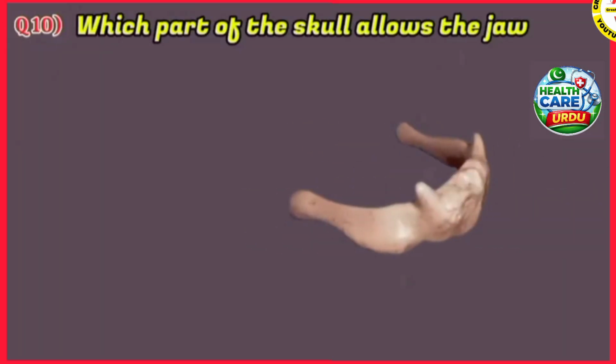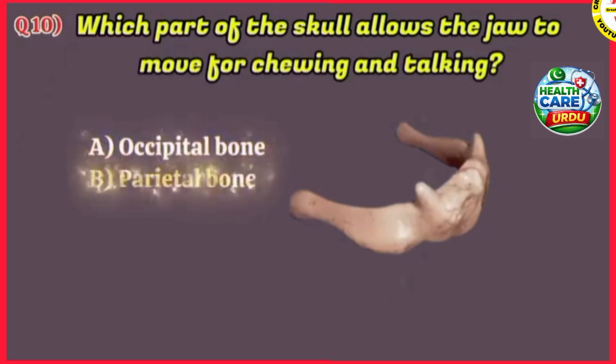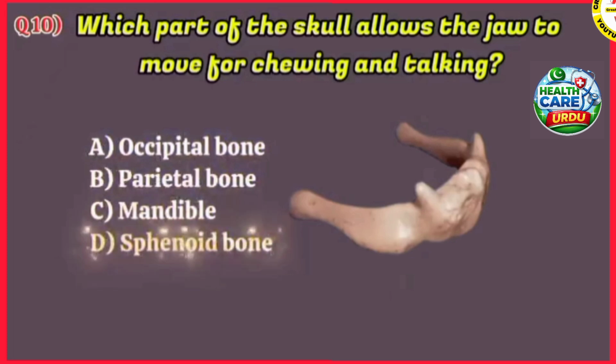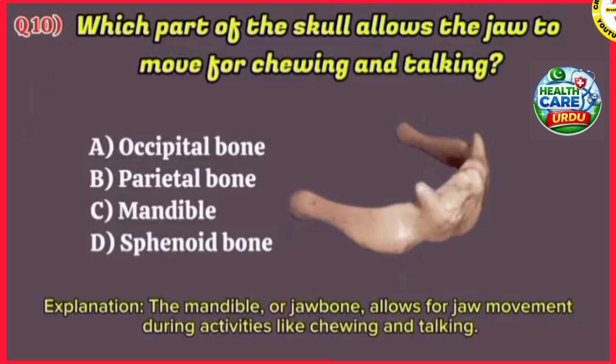Which part of the skull allows the jaw to move for chewing and talking? Option A, B, C and D. Correct answer is option C, mandible bone. Explanation: the mandible, or jaw bone, allows for jaw movement during activities like chewing and talking.